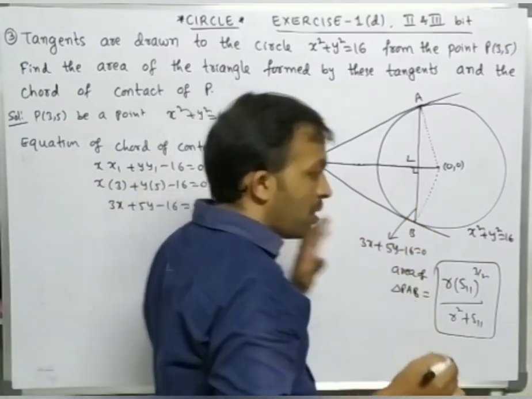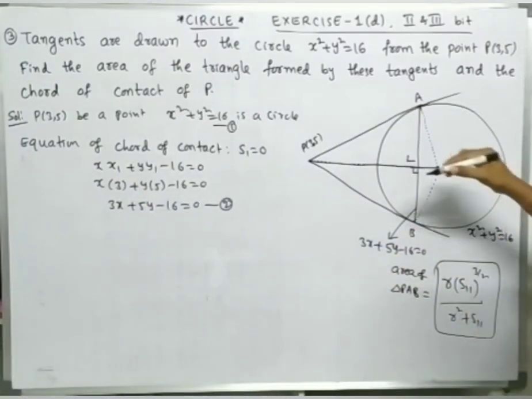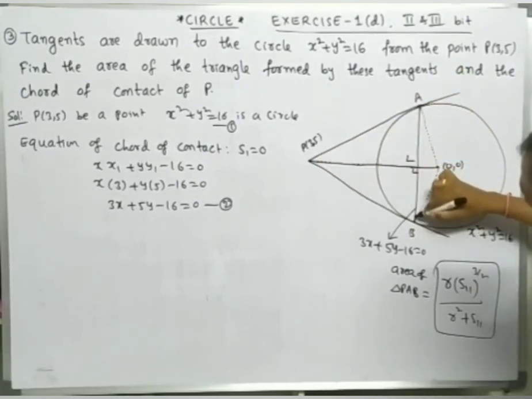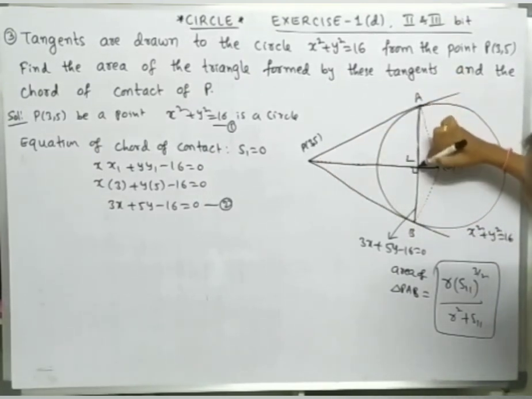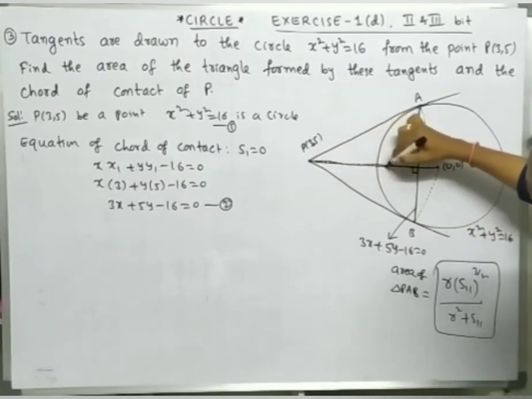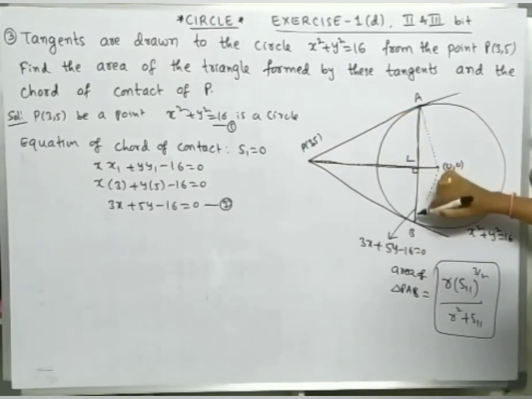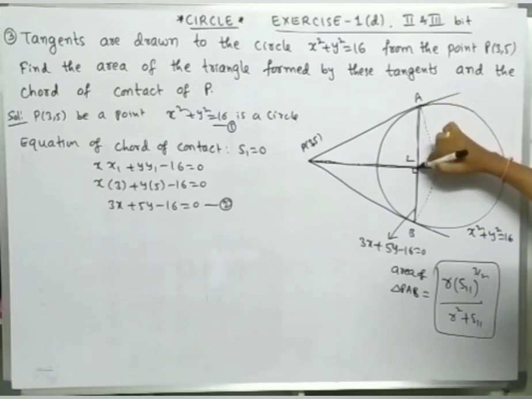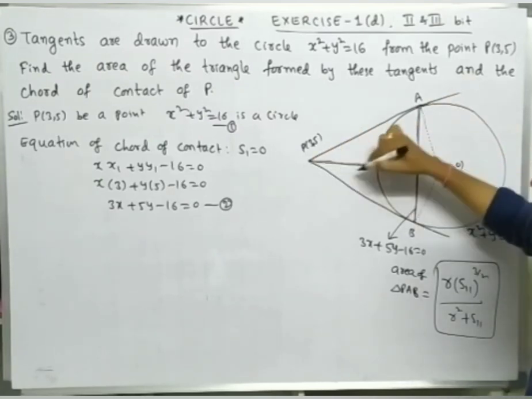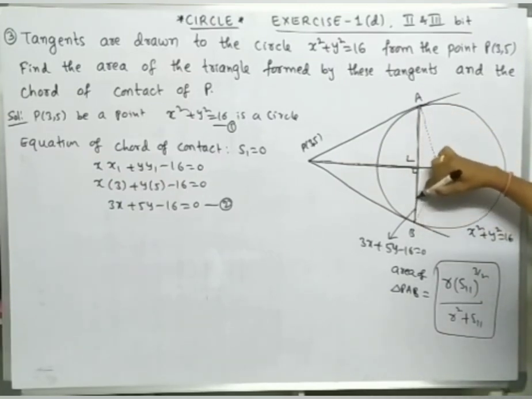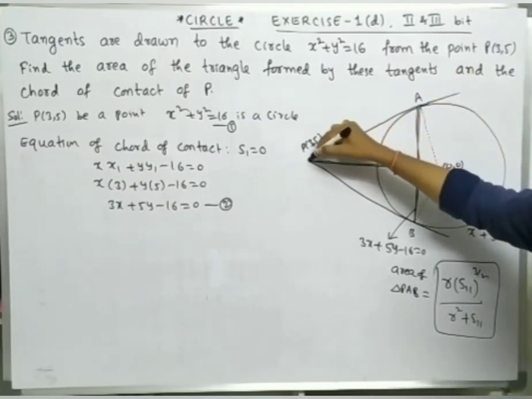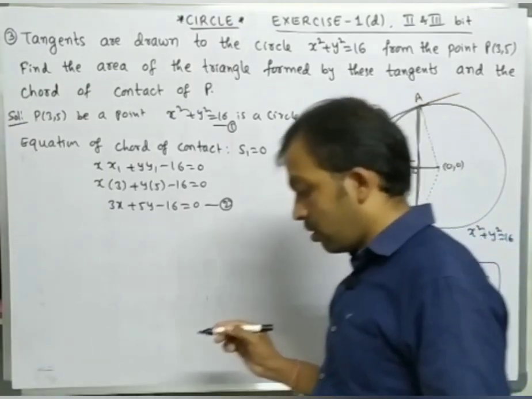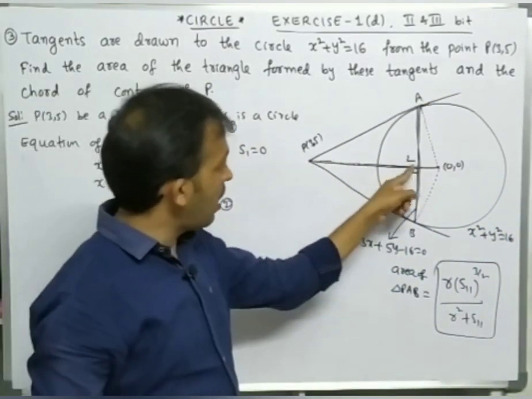Okay, so simple. Here the logic is this: the area of the triangle PAB we should find, right? So here the formula is half into base into height. Base means this AB, the length of the chord, and height means PL, that is the perpendicular distance to the chord from P(3, 5). Okay, that is the formula. First of all, find PL.